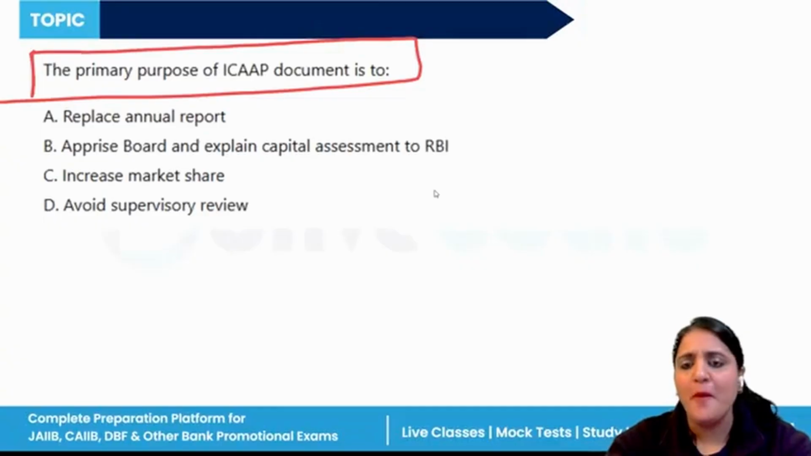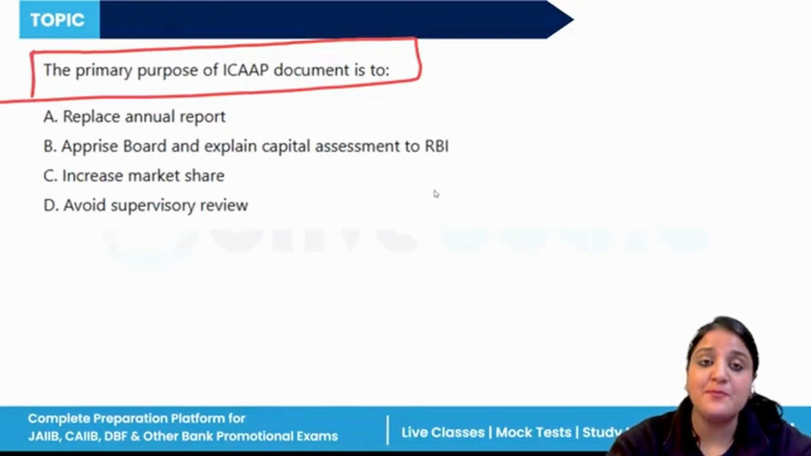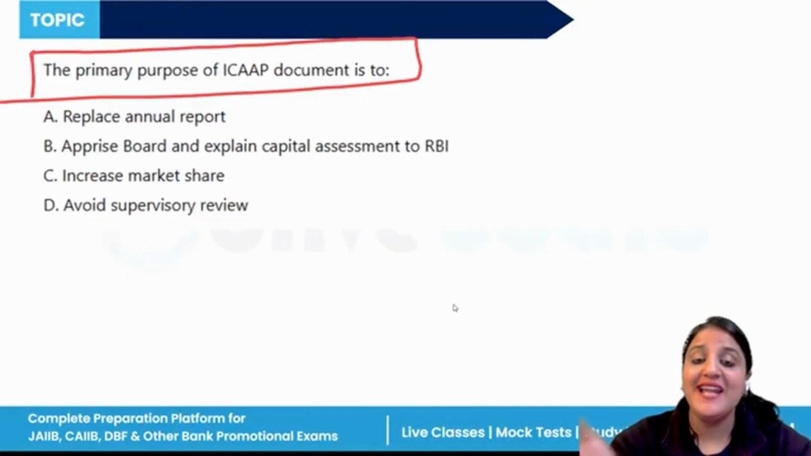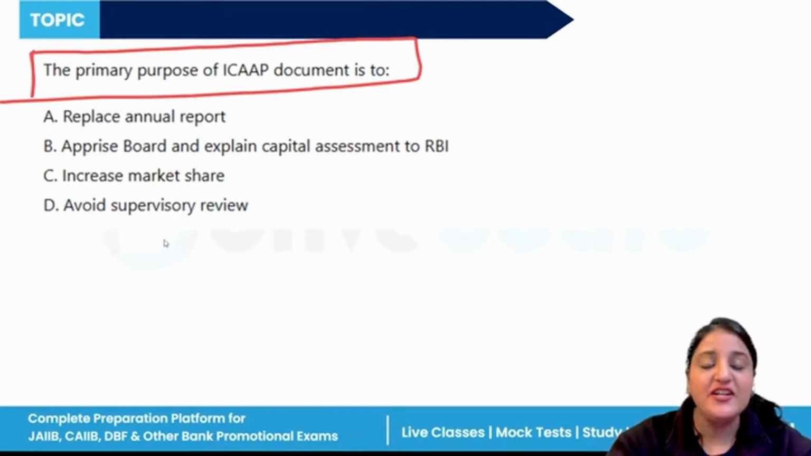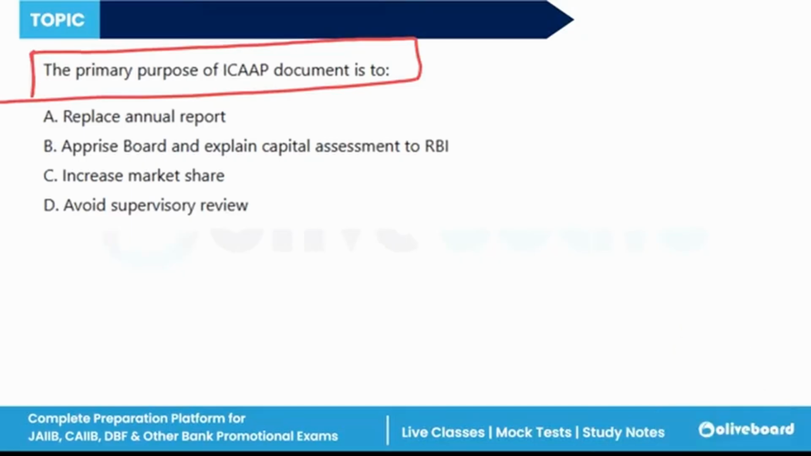The ICAAP document is a comprehensive document which explains the entire risk spectrum, the risk mitigation strategy, and the current capital and future capital requirement. The purpose of this ICAAP is to inform the board, explain to the RBI, and show the internal capital management approach. So what is the content of the ICAAP document? Simple, we can say that the content of this ICAAP, just a second.